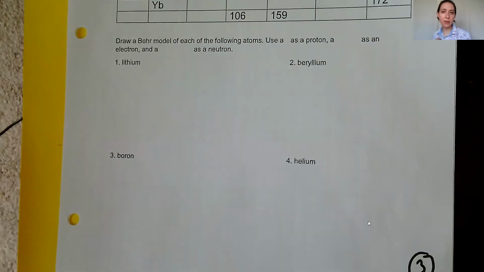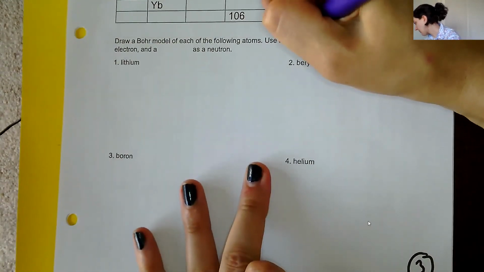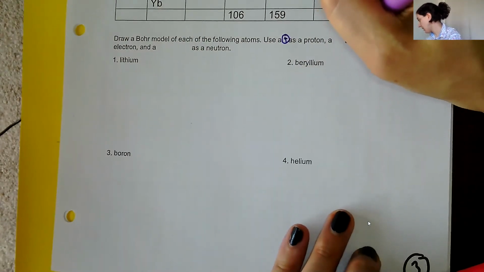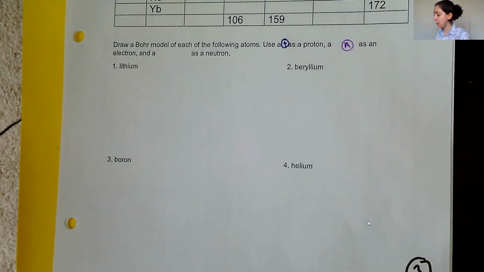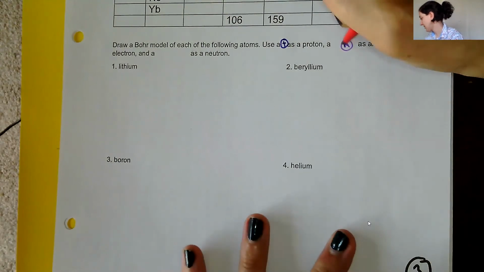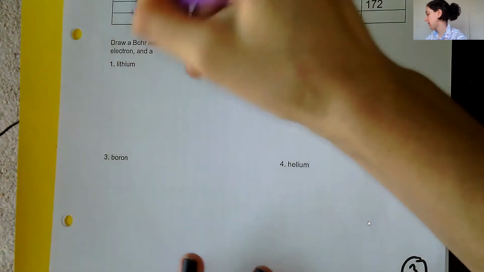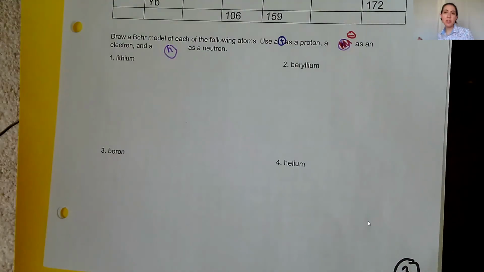So for example, if it were me, I might use something like this to be a proton, and you can color code this if you want, like an N as a neutron. Oh, nope, that's an electron. Sorry, I usually use little negative signs. And then this is a neutron. But you can choose anything you want. I have a tendency to color code. This is actually not the color code. Let me get my markers.